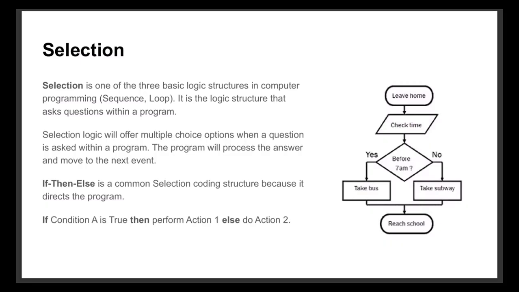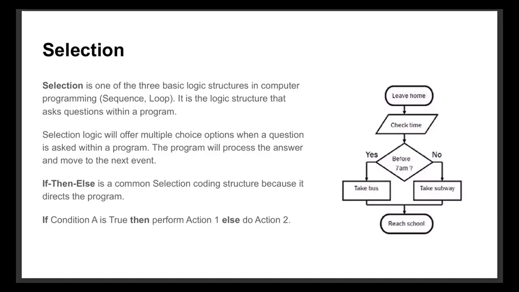This is a coding structure that will give a user multiple choices, and depending on the choice that is selected, will move on to the next step in our code. Another type of conditional is an if-then-else. This is where we need to perform an action in the code before we can move on to the next.